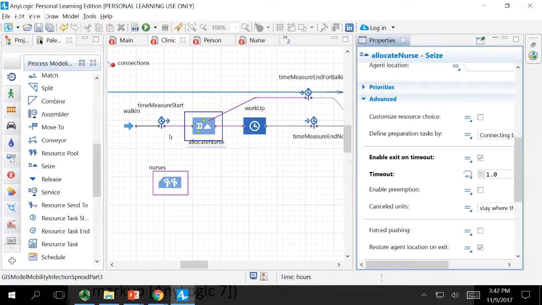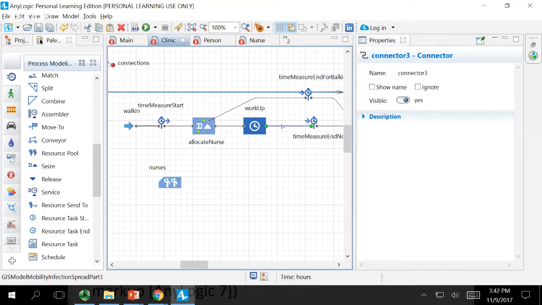So, ladies and gentlemen, people are going to come here. They're waiting for a nurse to be assigned to them. If the nurse hasn't been assigned, after an hour they will balk. Otherwise, they will be assigned a nurse. They'll be worked up by that nurse. So the nurse will do an examination, confer a cure is the idea, and then they will leave. It would have to be a nurse practitioner to confer a cure, but we'll abstract over that. Okay, next.